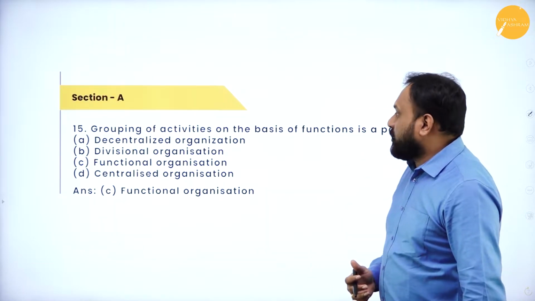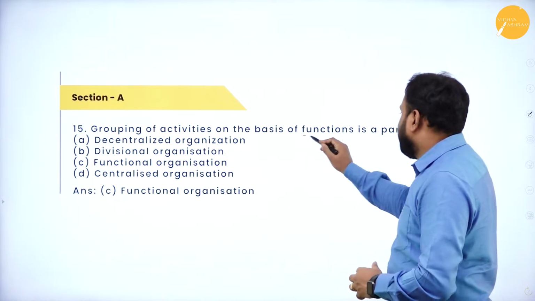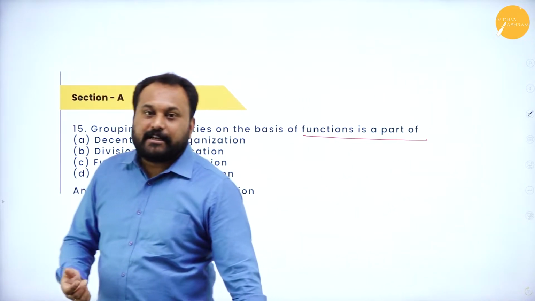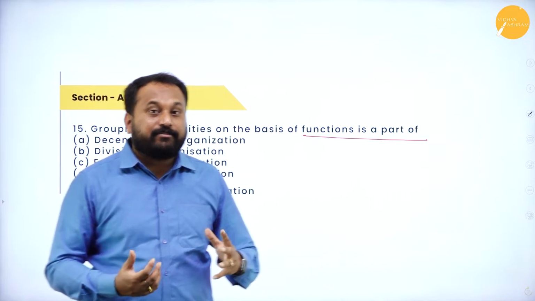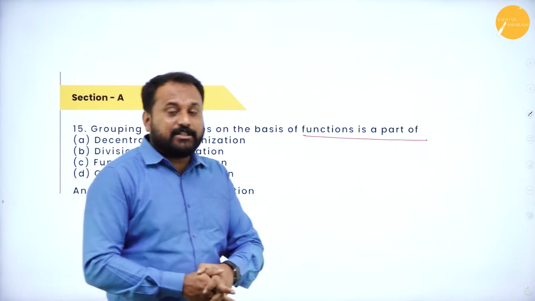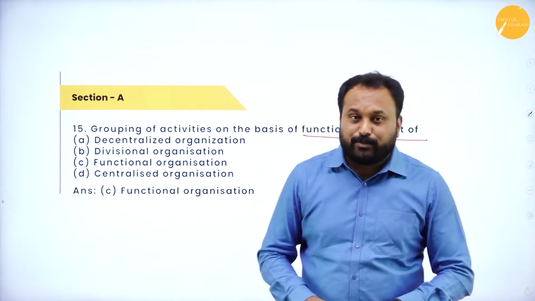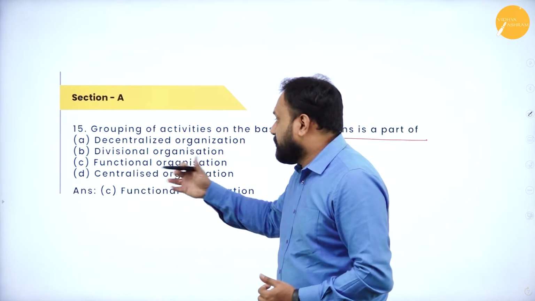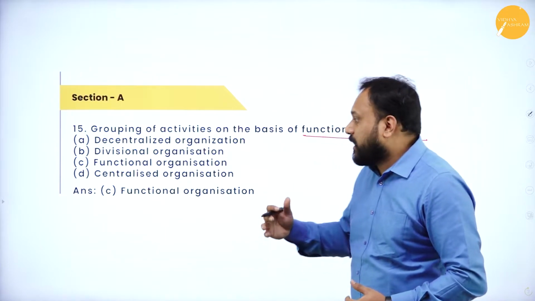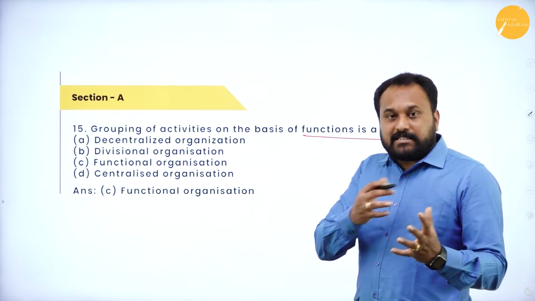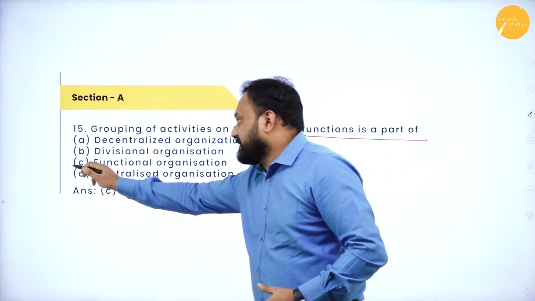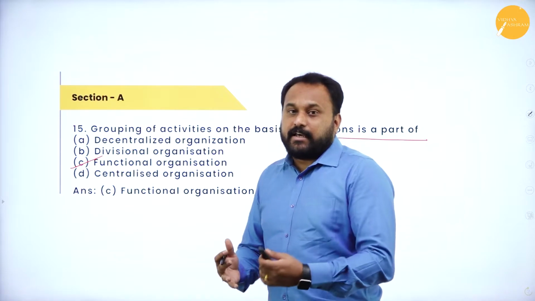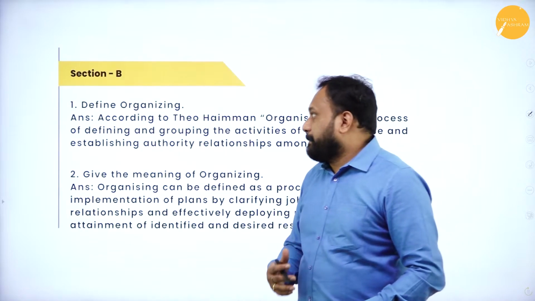Next one is grouping of activities on the basis of functions is a part of the word they have already given you, that is grouping of people according to the function. So it is always called functional structure. Let's understand the other options as well. A, decentralized organization, divisional organization, functional organization, or centralized organization. The answer is functional organization. So these are the 15 questions I have done in part A. Let's go with part B.